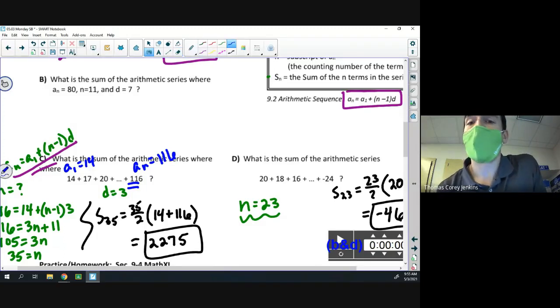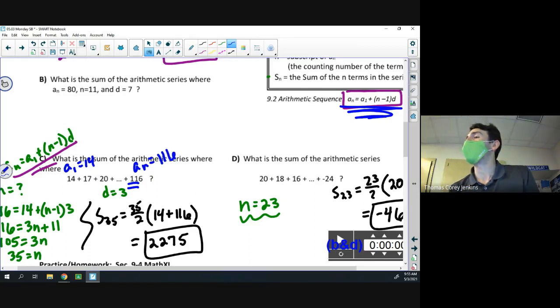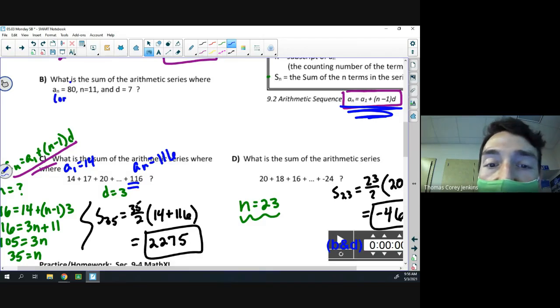All right. So it's all going to be based on this, taking what we have to find a missing variable. We know the 11th term is 80. This is A sub n, or you could say A sub 11, because we know n equals 11. Now that we know that, let's plug in.